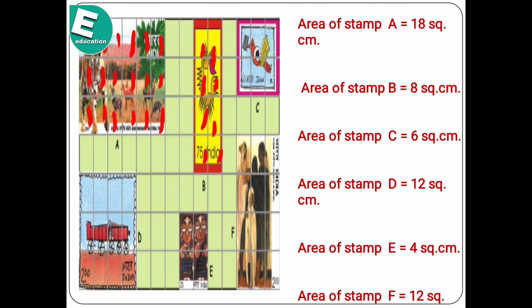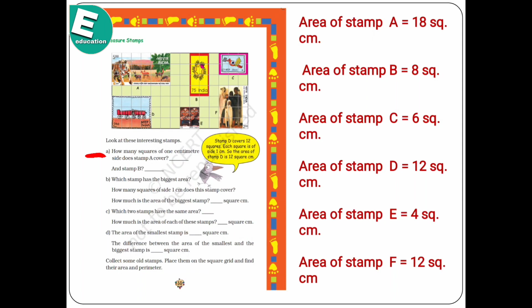Read the first one. How many squares of 1 centimeter side does stamp A cover? Here you can see it is covering 18 squares of 1 centimeter. So your answer is 18. For stamp B, it is 8 squares of 1 centimeter side. Now the second question. Which stamp has the biggest area? From here you can see which is the greatest number. Here 18 is the greatest number. So which stamp has the biggest area? Stamp A. How many squares of side 1 centimeter does this stamp cover? This stamp covers 18 squares of side 1 centimeter. How much is the area of the biggest stamp? It is 18 square centimeter.